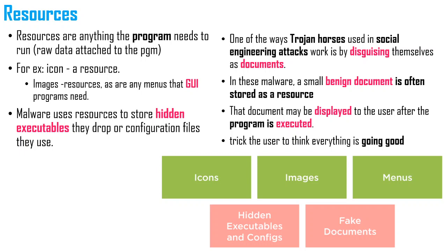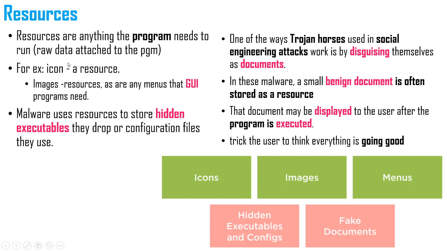So an icon, an image, is actually a resource, as are any menus that GUI programs need. If that malicious file exhibits GUI mode, then it has been stored in these resources. So malware uses resources to store hidden executables. Also, they drop configuration files they use. So malware authors used to hide some executable files in the resources section also. They will drop configuration files that have been used for executing some more actions to be performed.